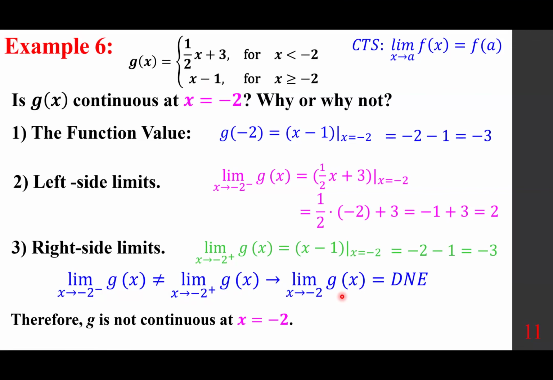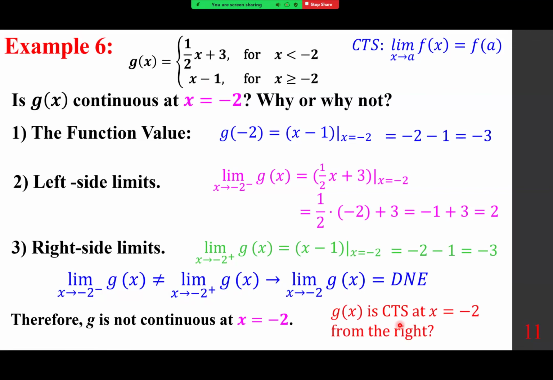Just notice that g of x is continuous at x equals -2 from the right. Why is that? If you look at the functional value and the right-sided limit, they are equal. So the terminology is this: g of x is continuous at x equals -2 from the right. However, it remains that g is not continuous at x equals -2. That's important not to mix them up.